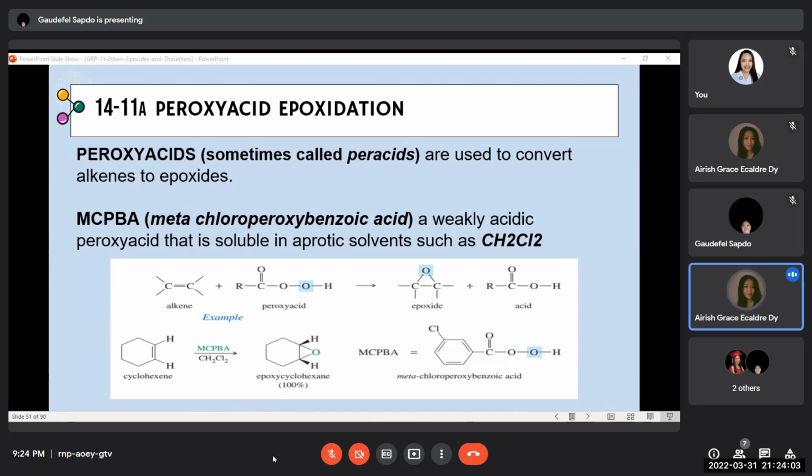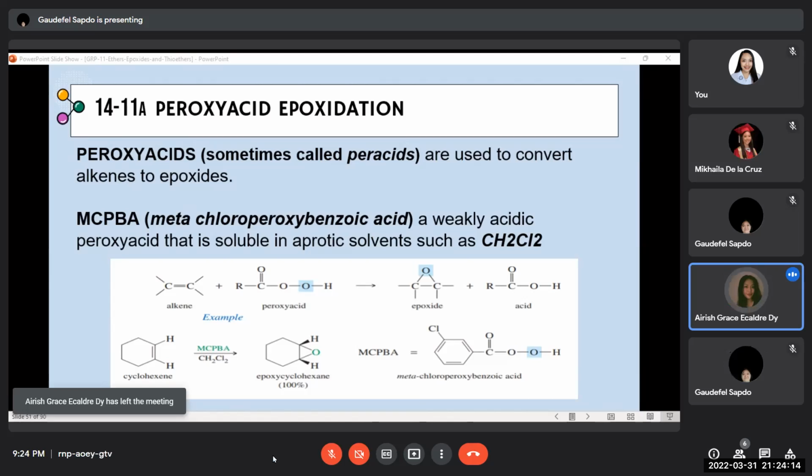So, we proceed to synthesis of epoxides. Peroxy acid epoxidation. Peroxy acids, sometimes called peroxides, are used to convert alkenes to epoxides. If the reaction takes place in aqueous acid, the epoxide opens to a glycol. Therefore, to make an epoxide, we avoid strong acids.